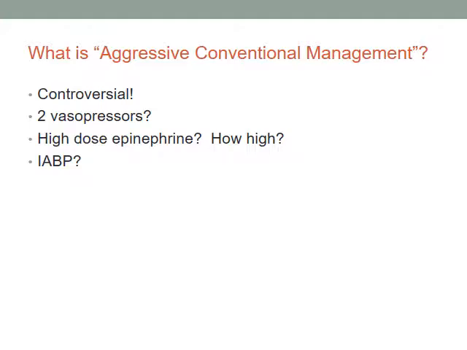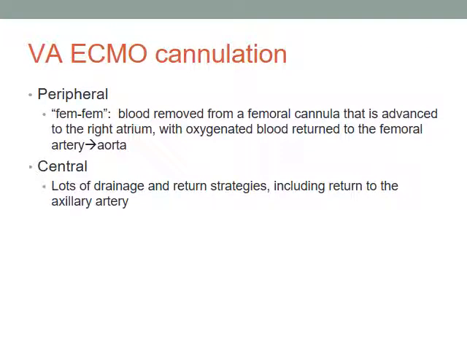VA cannulation could be either peripheral or central. And peripheral, again, we talked about fem-fem, so we take it out of a femoral vein, typically advanced up into the right atrium, and then you return the blood to the femoral artery, and it goes up the iliac and up the aorta and perfuses retrograde. And there's central, which can be done at the time of surgery, with lots of drainage strategies. One thing we've done in some patients is take it out of the femoral vein, but return it to the axillary artery. So there's all sorts of ways to do it, but fundamentally, you take it out of the vein and return it to some big artery.